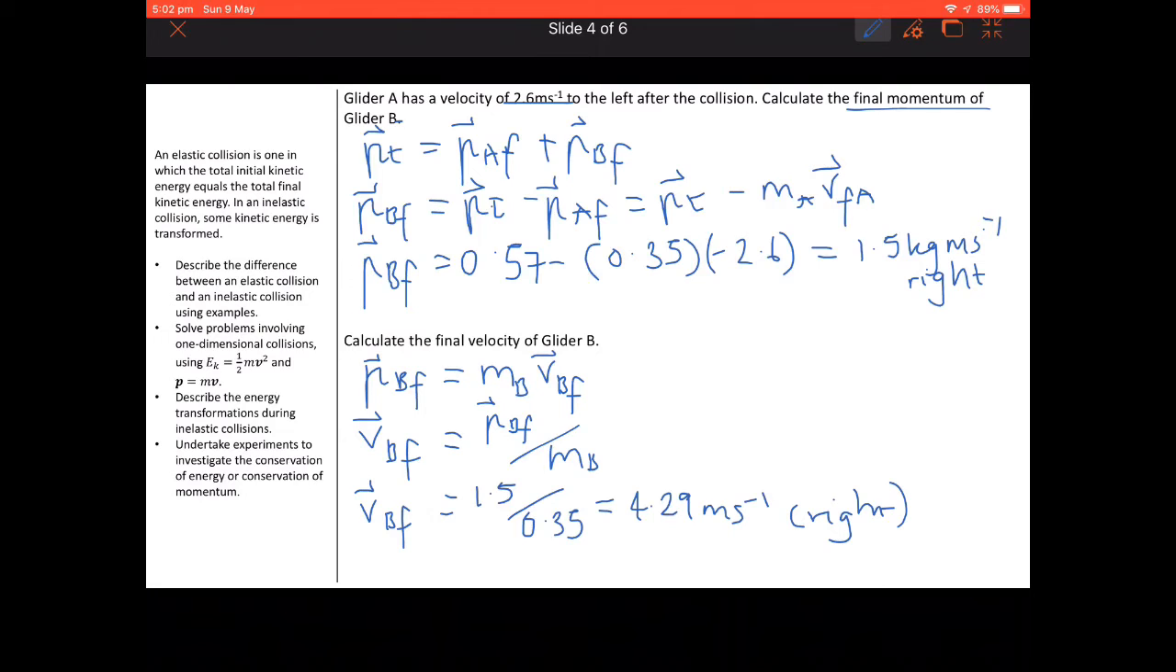I've just realised I've used 0.35 up here instead of 0.37. The mass of glider A was 370 grams, so apologies for that. It's still 1.5 kilogram meters per second to the right because I've worked it out correctly in my notes, but I just copied the wrong mass. Sorry about that.